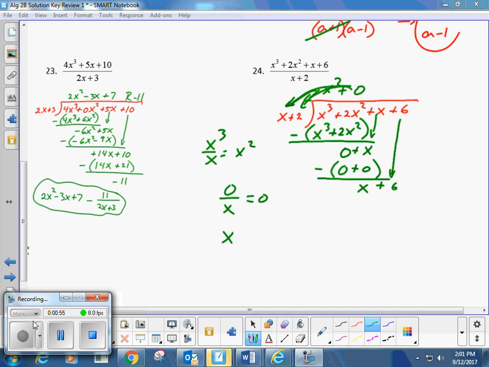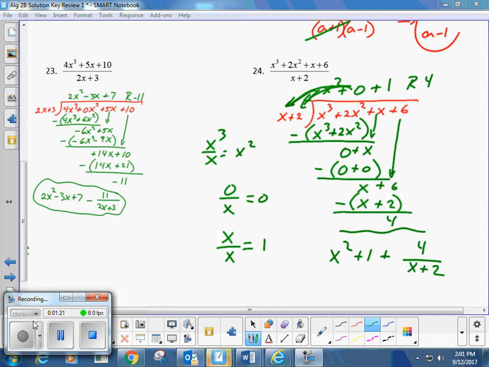So I start with that, x divided by the original x, which is 1. So I put a positive 1 up there, multiply down, giving me x plus 2. And I subtract those, which ends up being 4. And that's my remainder. So there's my remainder of 4. So the result of this is just going to be x squared plus 1 plus 4 over x plus 2. That would be my solution.